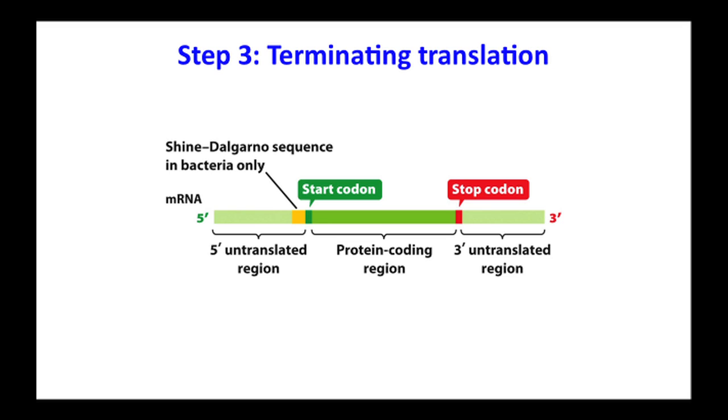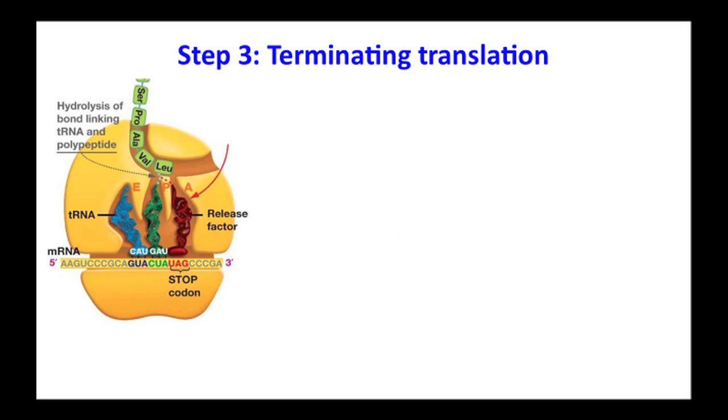The last step in the process is termination. So how does it know where to stop? Remember that 3' region is untranslated, so it's not just that it's going to run to the end of the messenger RNA. Again, there's an actual code that was originally in DNA, got transcribed into RNA, that is going to tell the ribosome where to stop. And that code is called a stop codon.